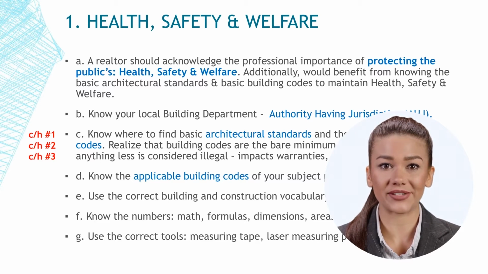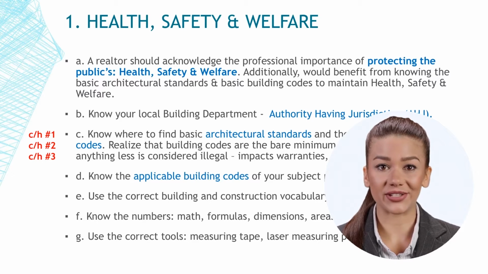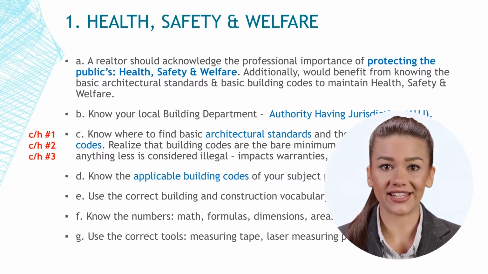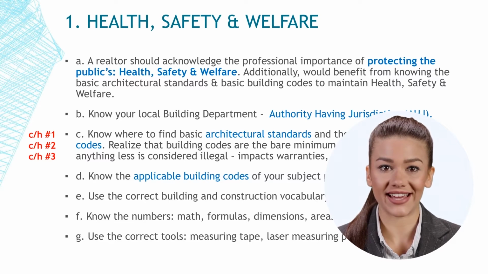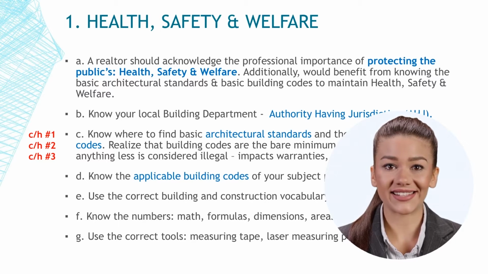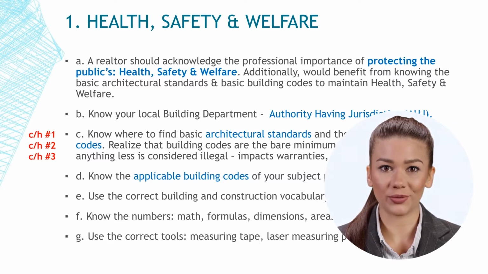B. Know your local building department for the subject property, usually known as the authority having jurisdiction, AHJ. C. Know where to find basic architectural standards and the applicable building codes. Realize that building codes are the bare minimum level of construction. Anything less is considered illegal and will impact warranties, insurance and loans.